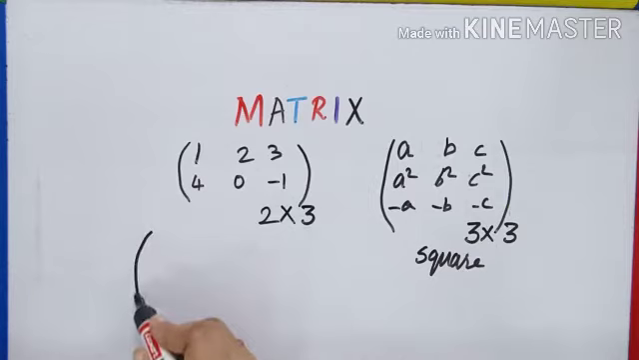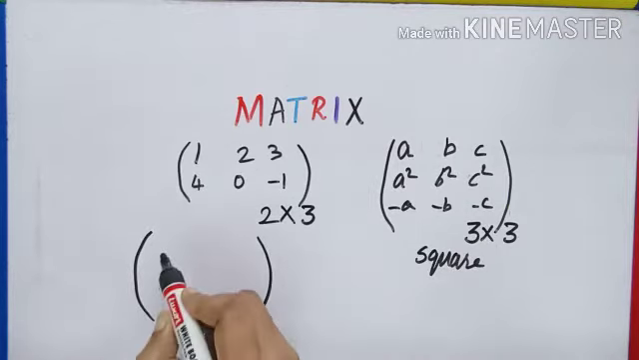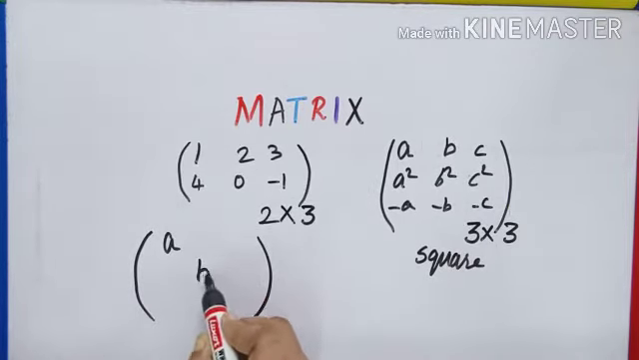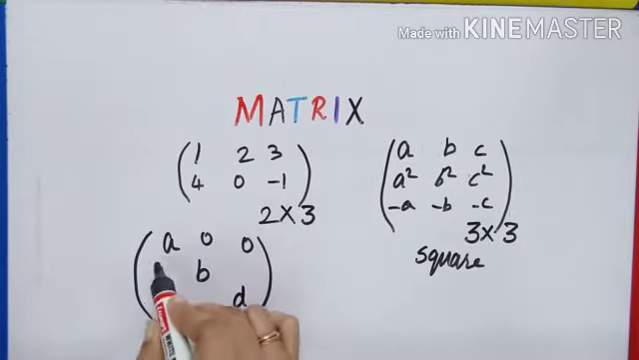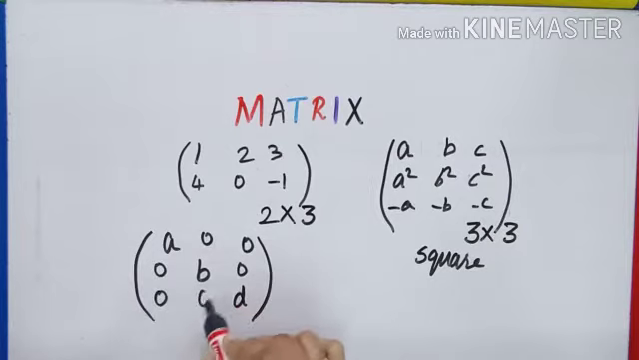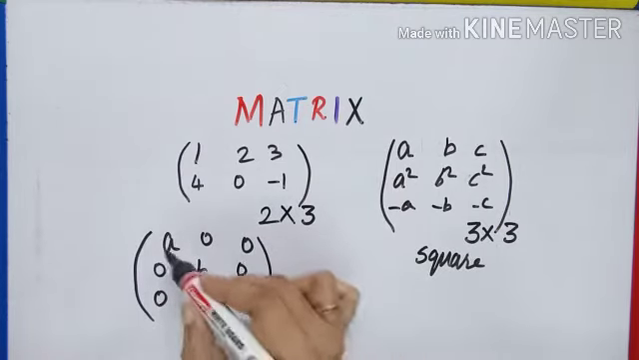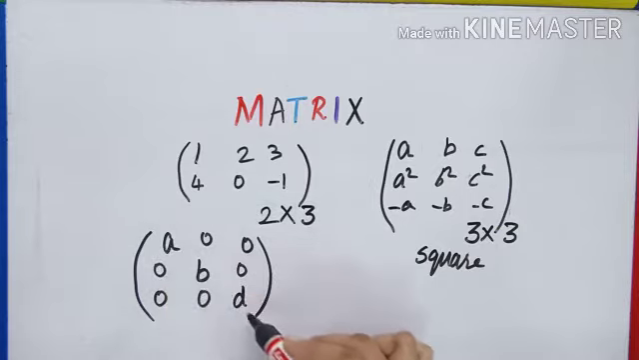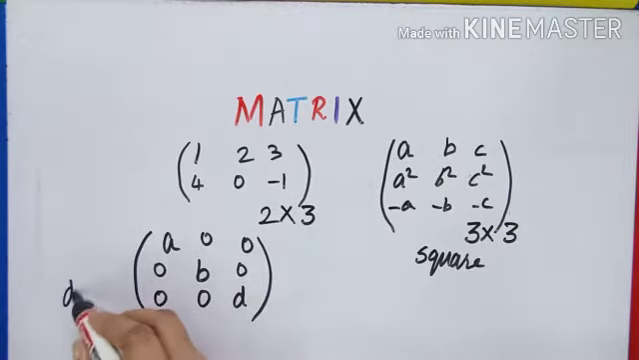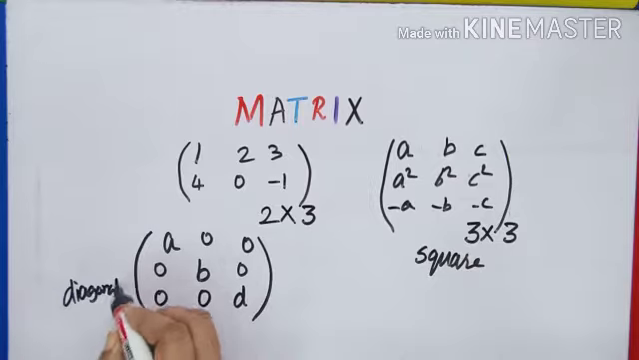You can have a matrix like this: A, B, D, some numbers. Here we have only zeros. How do you call this matrix? We have only diagonal elements. The other elements are zero. A matrix in which non-zero elements are present only along the main diagonal is called a diagonal matrix.